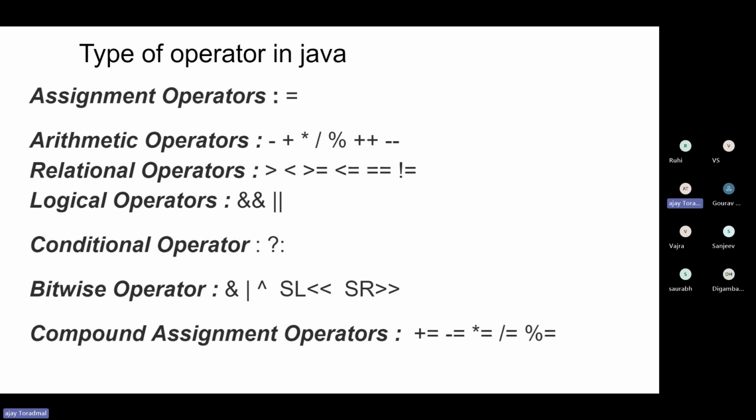If someone asks you whether you know the arithmetic operators, you have to say these are the arithmetic operators. Then we have relational operators, so these are the relational operators. Then the logical operator, conditional operator, bitwise operator, and then the compound assignment operator. We'll quickly go through each and every operator.